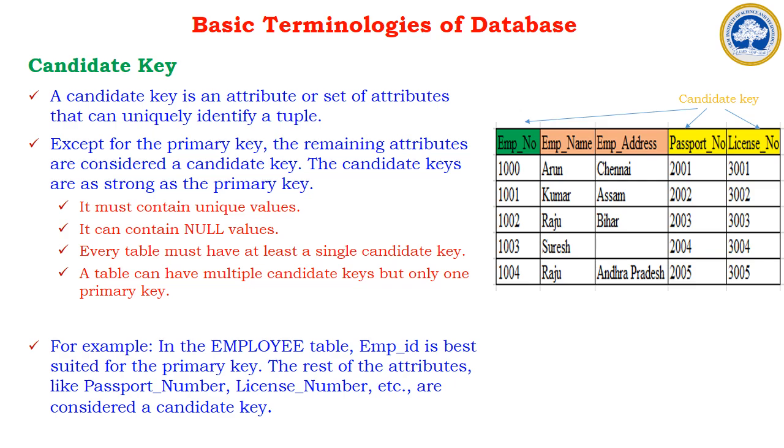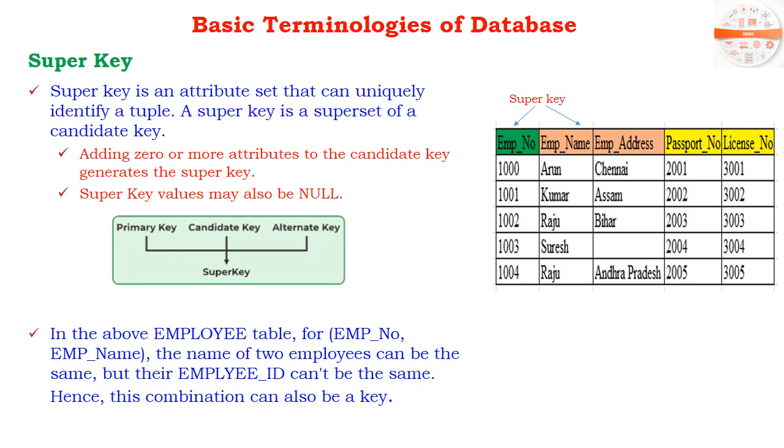For example, in this employee table, employee number, passport number, license number, these unique columns are considered as candidate keys.